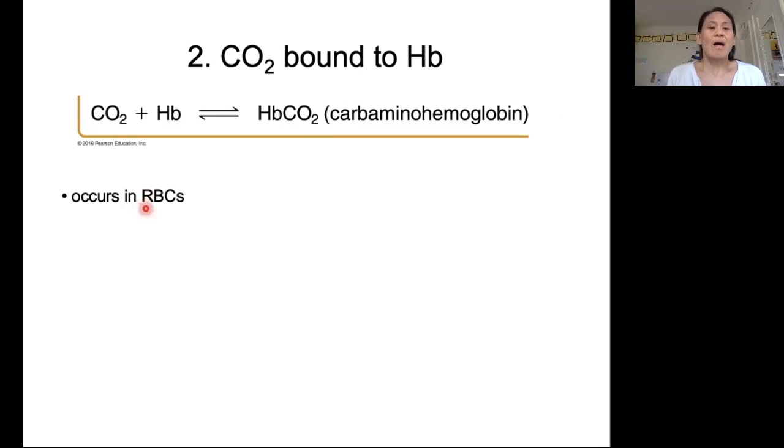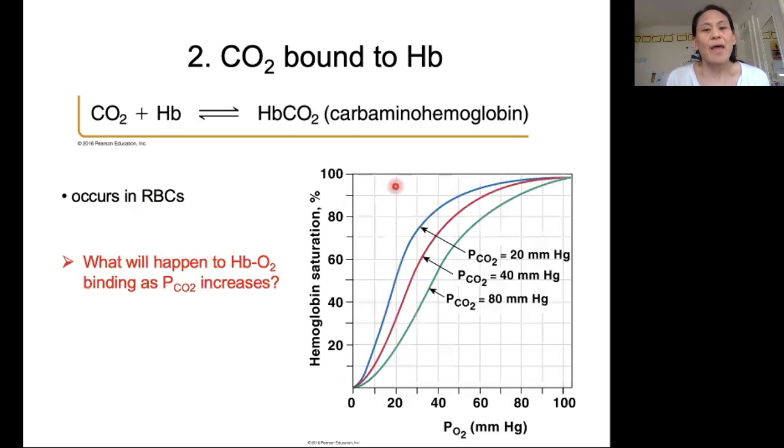I also want to remind you of this curve here. We took a look at this curve, which describes the binding of hemoglobin to oxygen. I want you to take a look at this and think about, or you can just look at the slide, what happens to hemoglobin oxygen binding as carbon dioxide concentration increases. Take a moment to think about that or look at the slide.